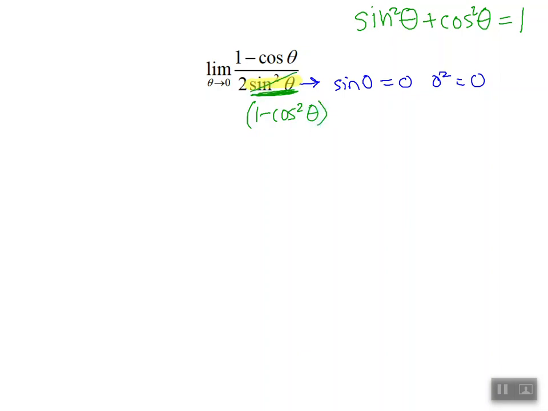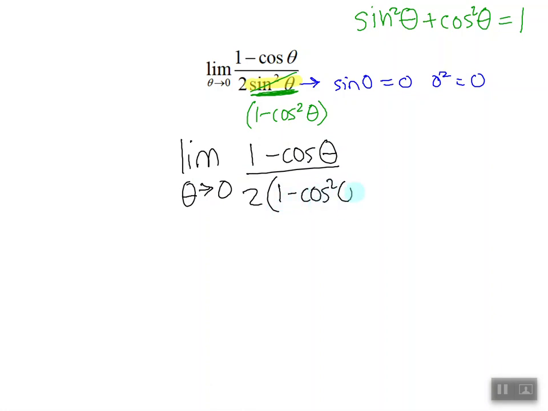So let's rewrite this limit. Limit as theta goes to 0 of 1 minus cosine theta over 2 times 1 minus cosine squared theta. Now all we did is change it. We didn't get rid of anything, so our denominator is still going to make 0. But now notice that I have a difference of squares right here. This can factor into 1 minus cosine theta times 1 plus cosine theta, and now I have common factors that can divide out. After I divide that out, my limit looks like this.